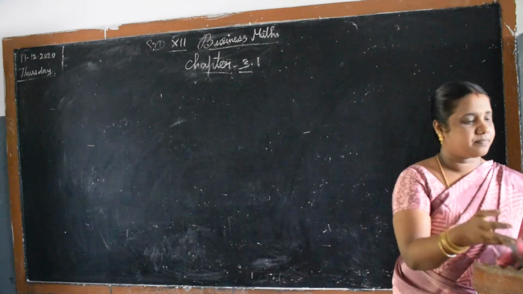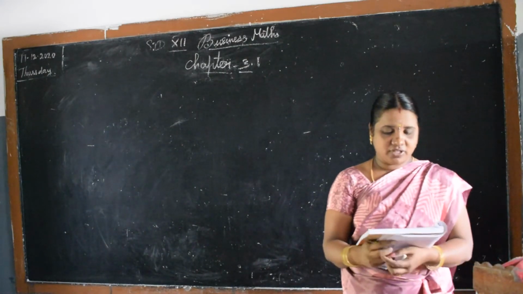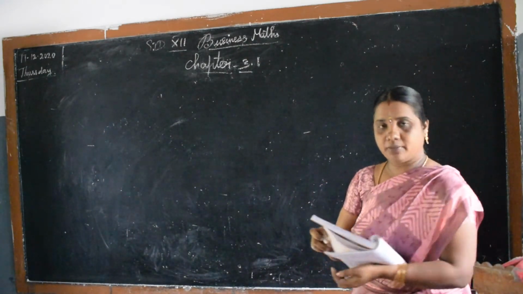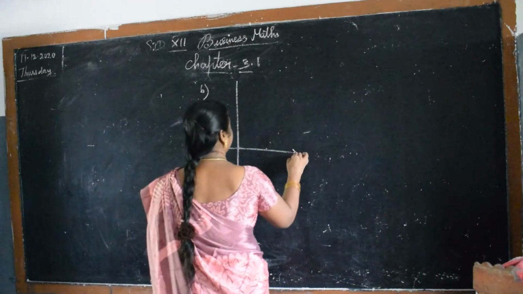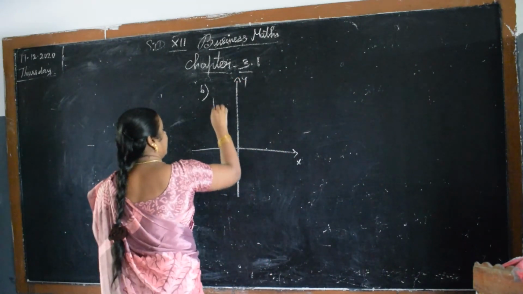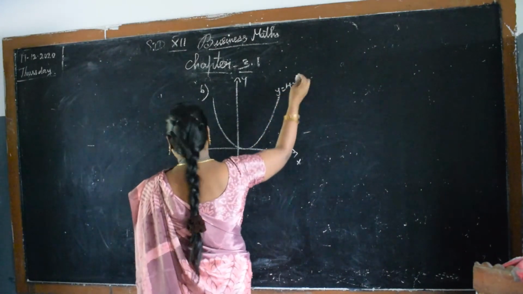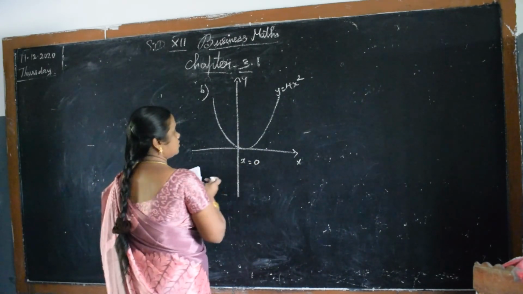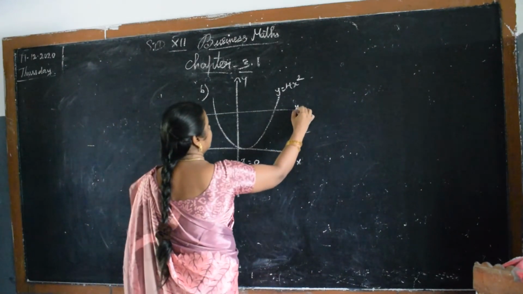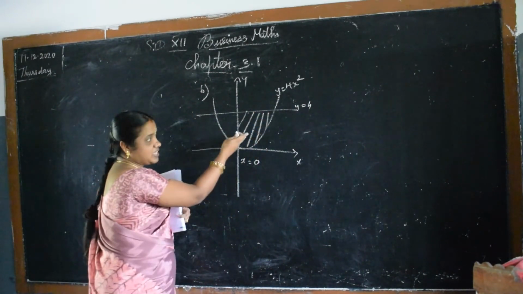See next, sixth problem. Find the area of the region lying in the first quadrant bounded by the curve y is equal to 4x square. See, that means our curve will be like this. Y is equal to 4x square. Here x is equal to 0, then y is equal to 4. So this is y is equal to 4. We have to find the area which is present in the first quadrant.